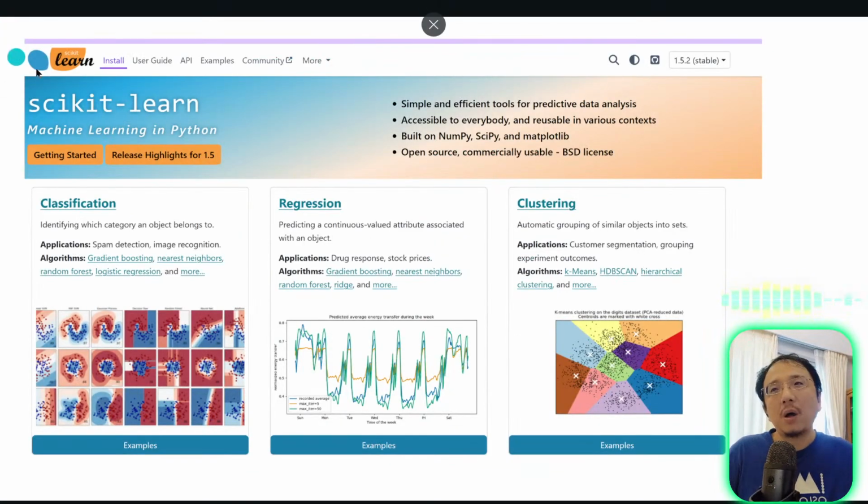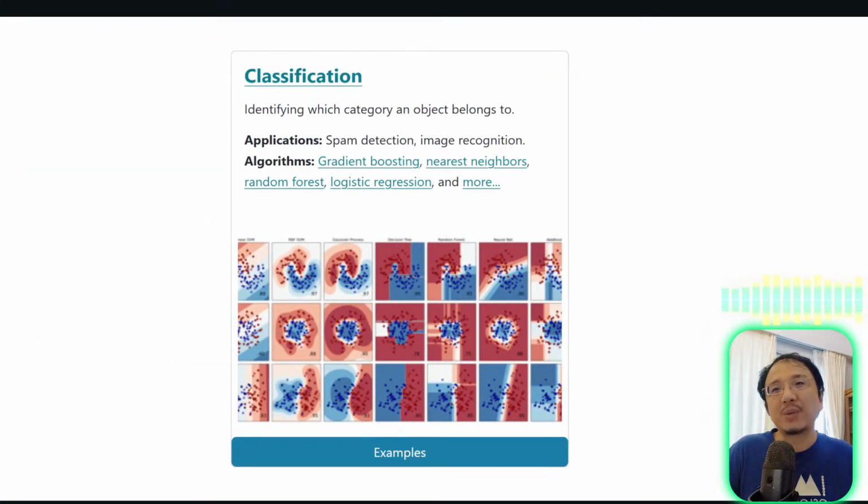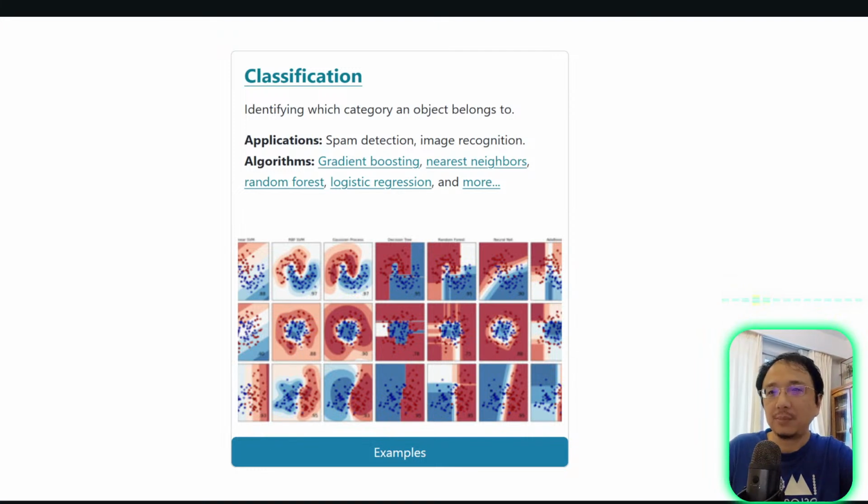On the official website, it categorizes the functionality of Scikit-learn into several categories, and these categories are also the main subfields of machine learning. The first one is classification, just like what we did for the MNIST dataset.